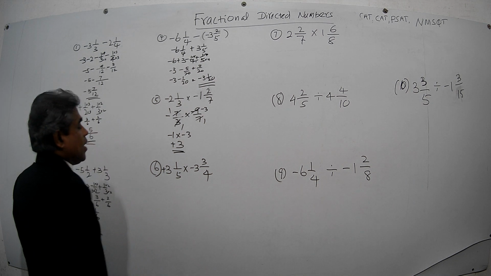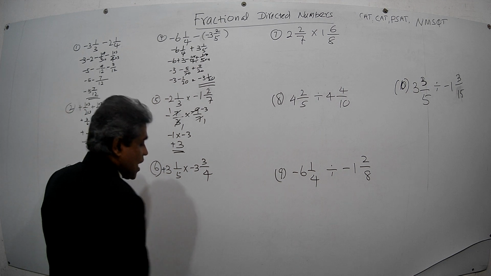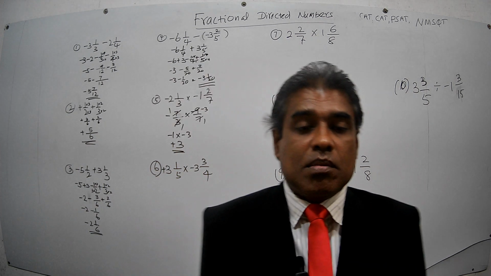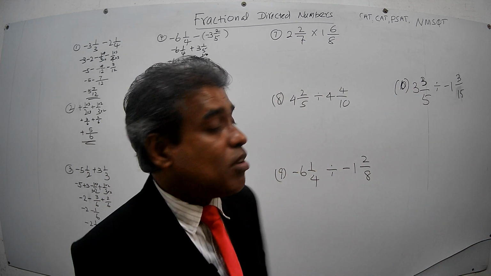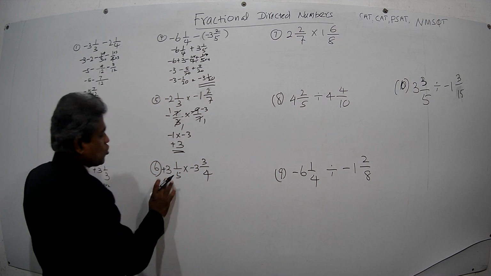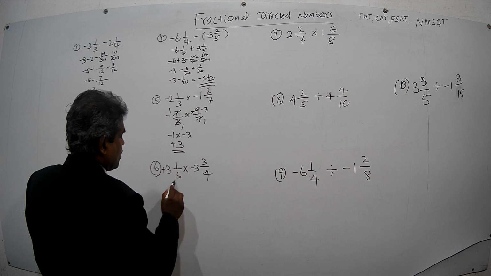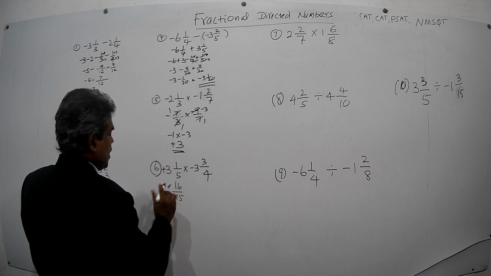Now convert this mixed fraction into an improper fraction in the first place. If there are mixed fractions in a multiplication problem, you always have to convert them into improper fractions before any multiplication. That is the principle of multiplying, right? Then 5 times 3, 15 plus 1, 16. 16 over 15, right? Then that is positive, right?